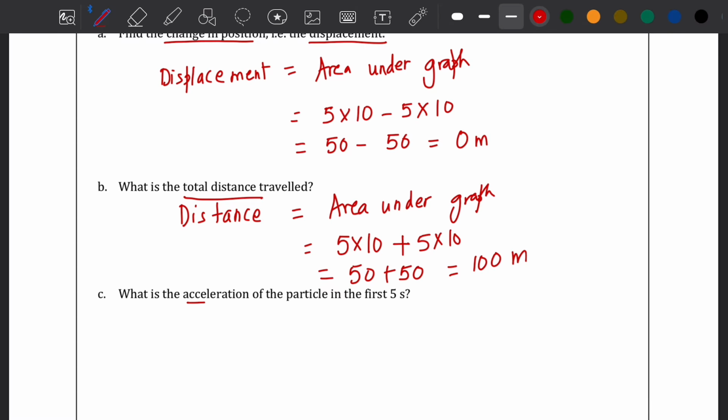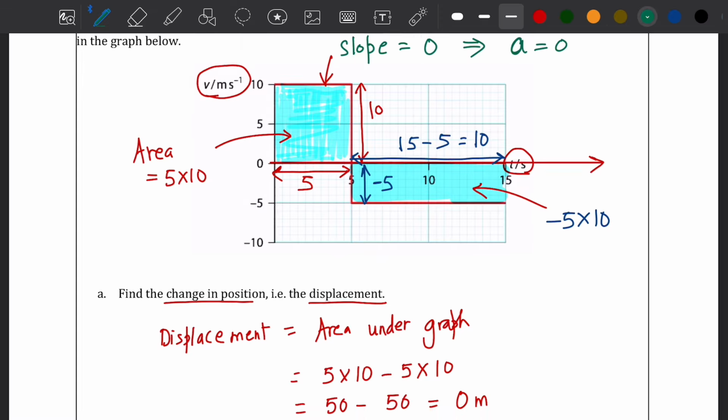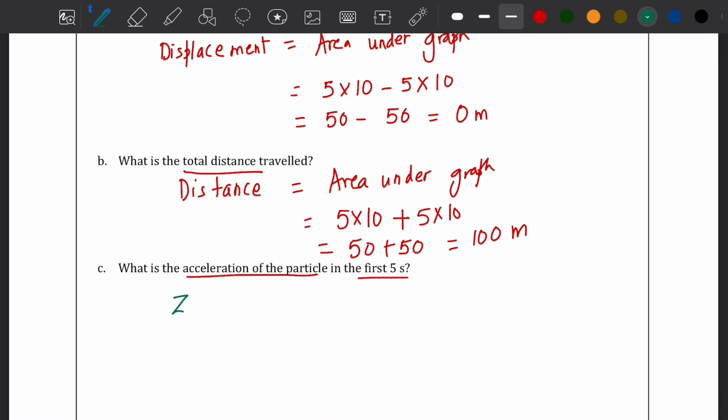Next is, what is the acceleration of the particle during the first 5 seconds? Here we can write that the slope is 0. It is constant, but it is equal to 0 because it's a horizontal line. So we can say that acceleration is 0. We'll write here acceleration is 0 as the slope is 0.